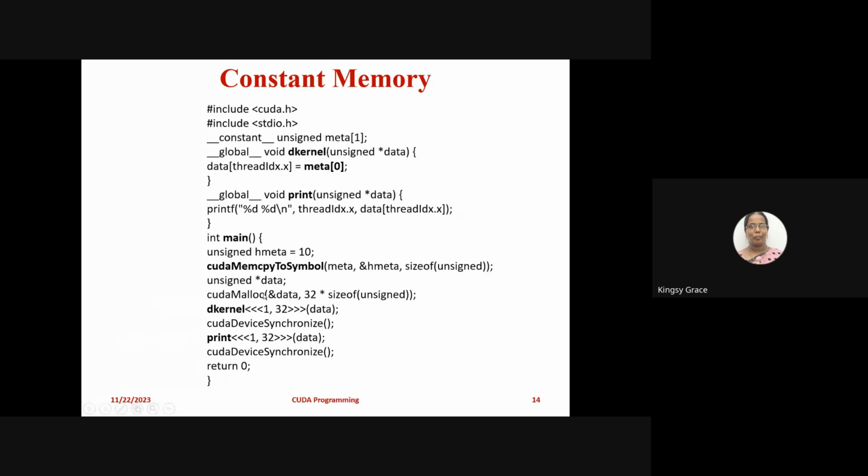This is for CPU. cudaMalloc is again for GPU. So next, the first kernel is called with 1 comma 32. That is, the second kernel is called using 32 threads. The data is passed here, and here also the data is passed, and so it's returning the values.